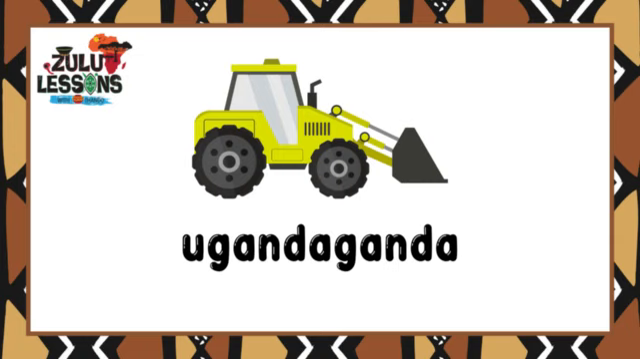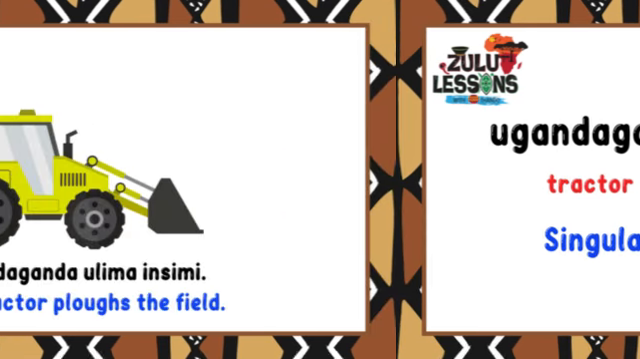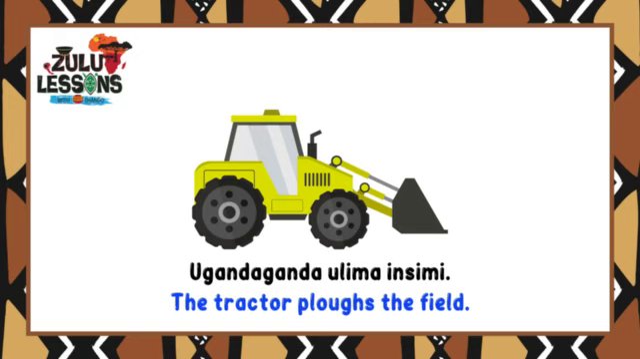And a tractor. So different kinds of tractors here. Depending on the implements, it doesn't matter. We don't care. It's just simply a tractor. Ugandaganda. The plural is ogandaganda, tractors. Let's make an example. Ugandaganda ulima insimi. The tractor plows the field.